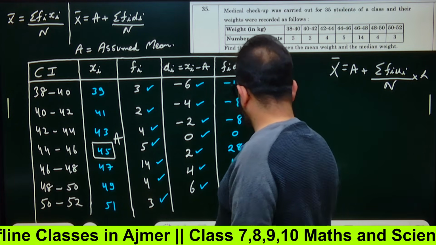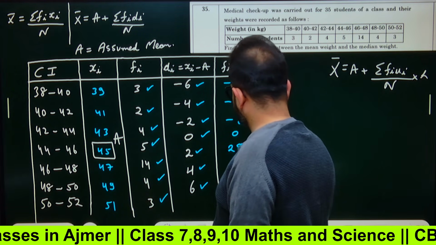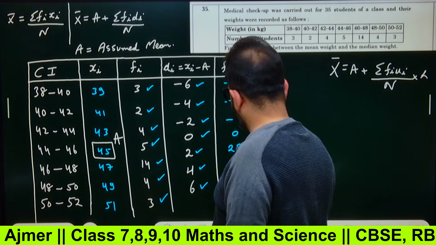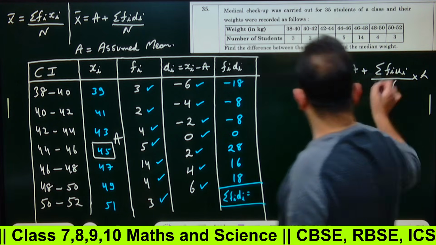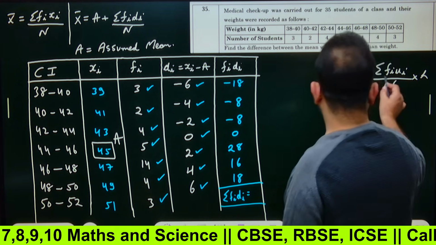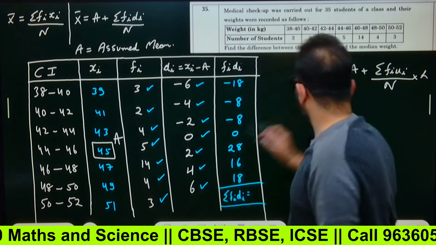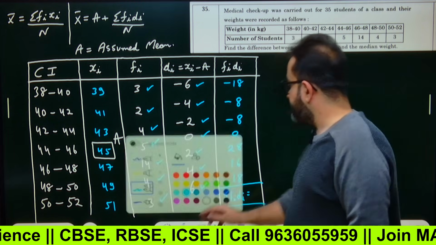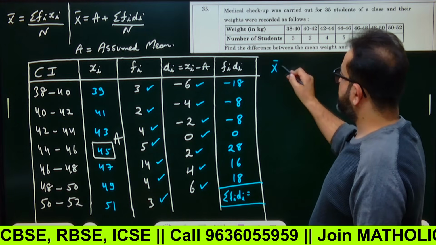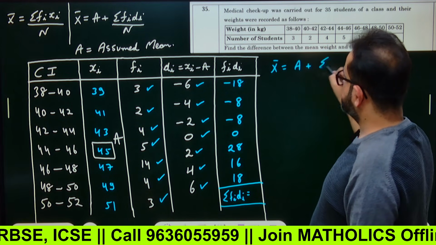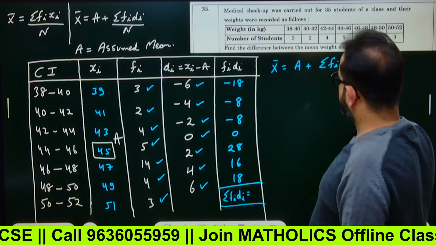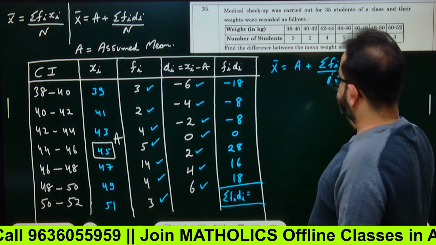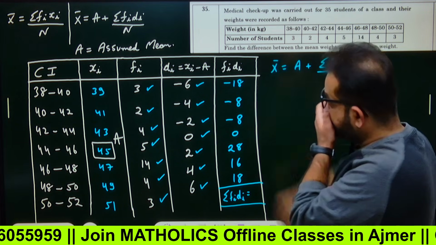Now you find sigma fidi. This is actually needed in the question. This was the step deviation method, which we are not going to use right now, so I am removing this one. We have to use the method that x bar, the mean, equals a plus sigma fi di upon n. Right. So just add these values.